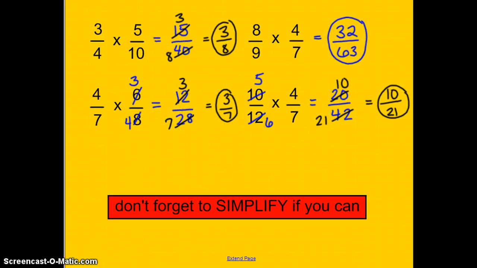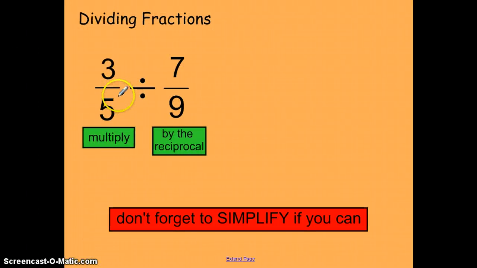Now it's time to divide. When you divide fractions like 3/5 divided by 7/9, what you're always going to do is multiply the first fraction, so that's 3/5. And when I say multiply, that means I'm getting rid of this division sign and I'm making it multiplication, by the reciprocal of the second fraction. So remember, the reciprocal is the fraction flipped over. So the reciprocal of 7/9 is 9/7.